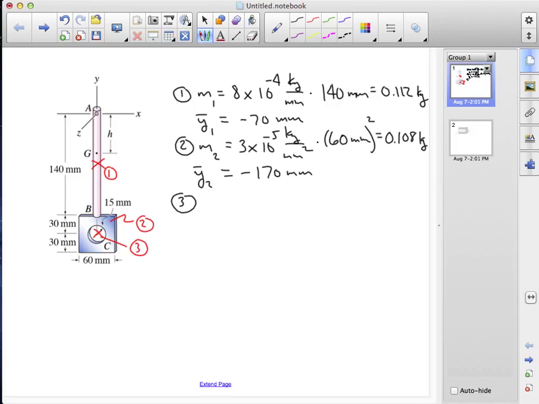The hole will show up as a negatively weighted mass. We'll write it as minus 3 times 10 to the minus 5th kilogram per millimeter squared, and has a radius of 15 millimeters, so this is times pi, 15 millimeters squared, and that number turns out to be minus 0.0212 kilograms.